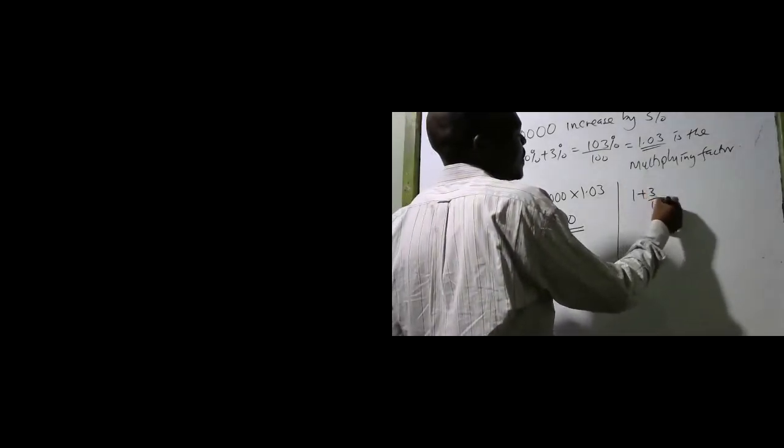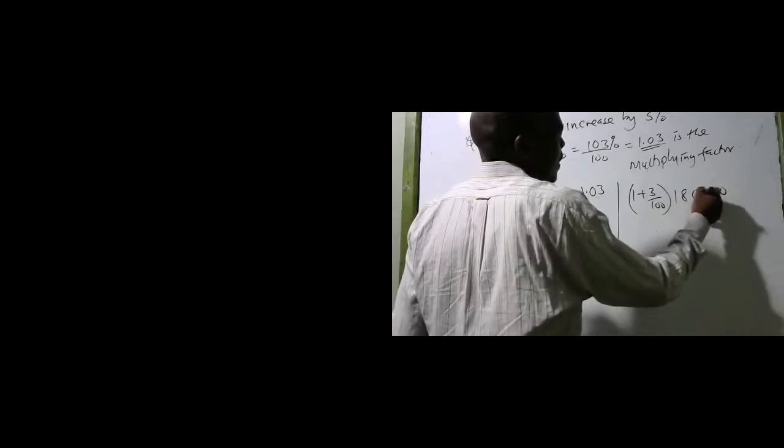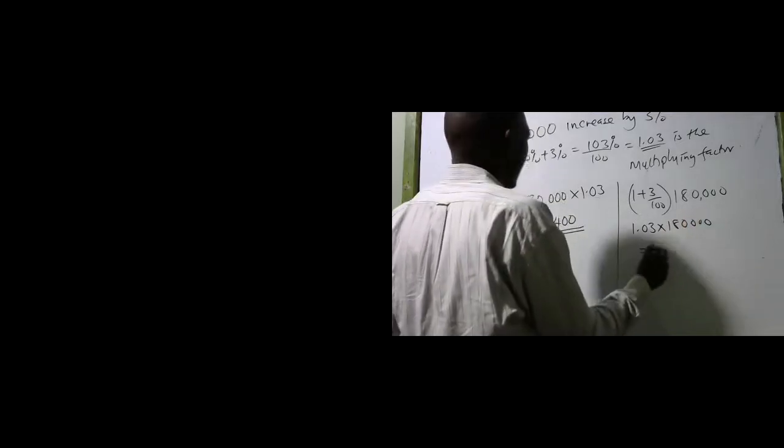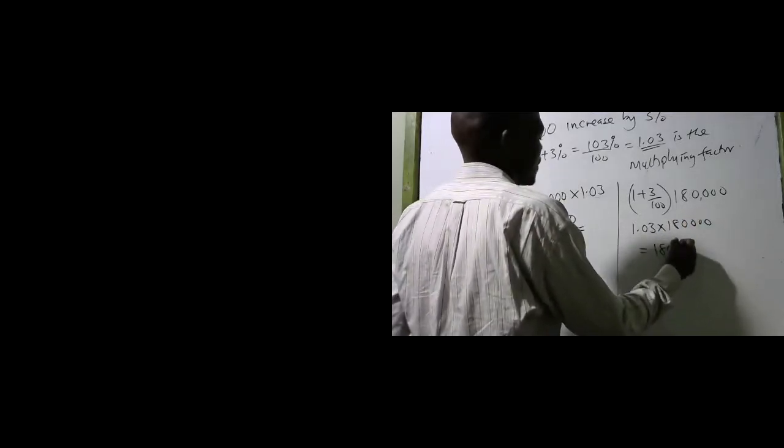185,400. Look, even you can do like this. You can say 1 plus 3 divided by 100, like that. And then times 180,000. So this becomes 3 divided by 100, 0.03. So it's 1.03 times 180,000. Then you get the same answer, 185,400. There are many ways of doing the same question. So I hope you did it like that. Can you mark it?